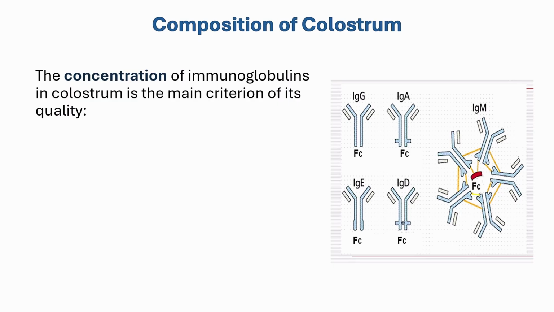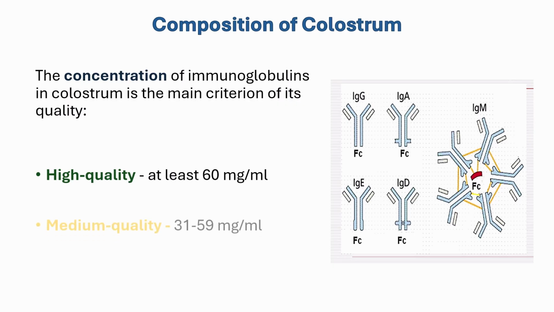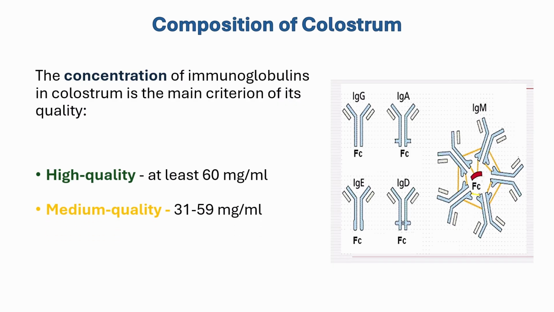We categorize colostrum into 3 clinical grades. High-quality colostrum must contain at least 60 milligrams per milliliter. This is what every newborn needs for a strong start. Medium quality ranges from 31 to 59 milligrams, while anything below 30 milligrams is considered low quality. Feeding low-quality colostrum significantly increases the risk of failure of passive transfer, leaving the animal unprotected.